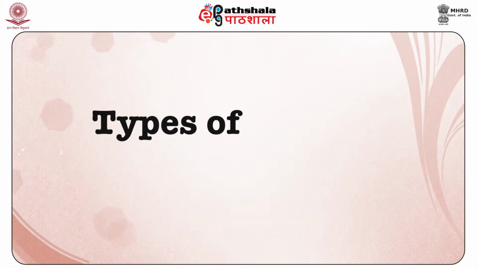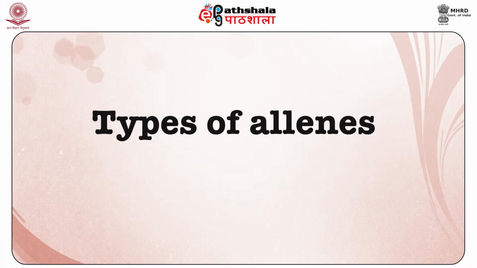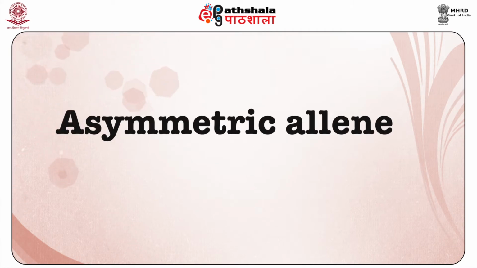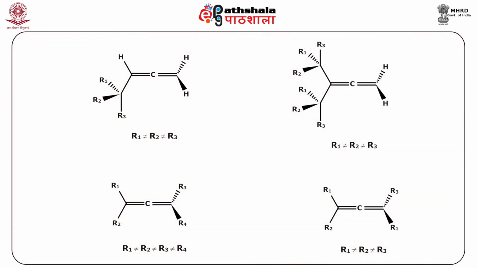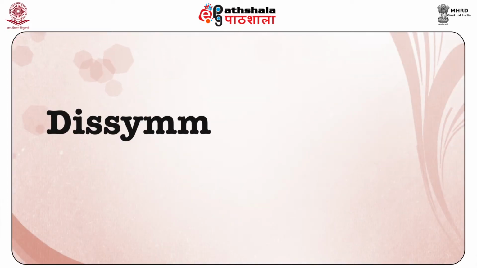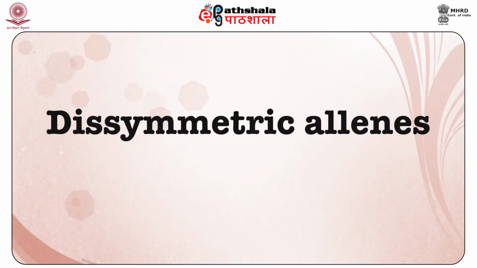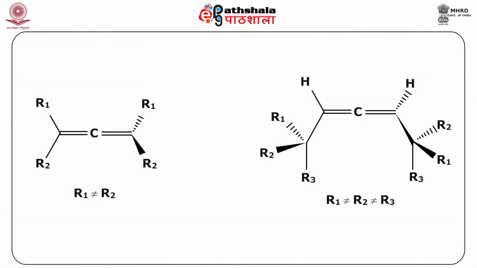So what are the types of allenes known to us? First is the asymmetric allenes. Allenes having an asymmetric carbon or C1 point group are classified as asymmetric allenes. The second one is the dissymmetric allenes. Allenes having C2 point group are known as dissymmetric allenes.